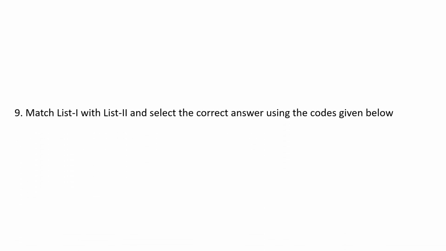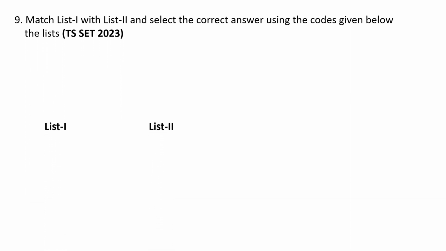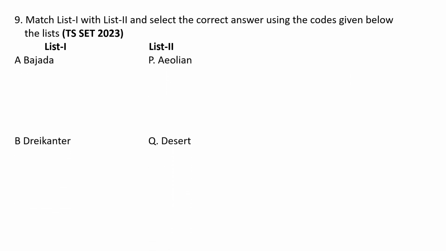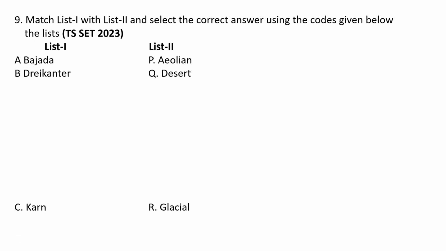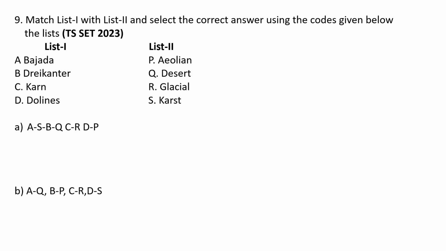Next question. Match list 1 with list 2 and select the correct answer using the codes given below the list. So here list 1 and list 2 are given. All these questions were asked in the Telangana Service Exam 2023. In list 1: A. Bajada, B. Drumlin, C. Cirque, D. Dolines, and in list 2, Aeolian, Desert, Glacial, and Karst are given.